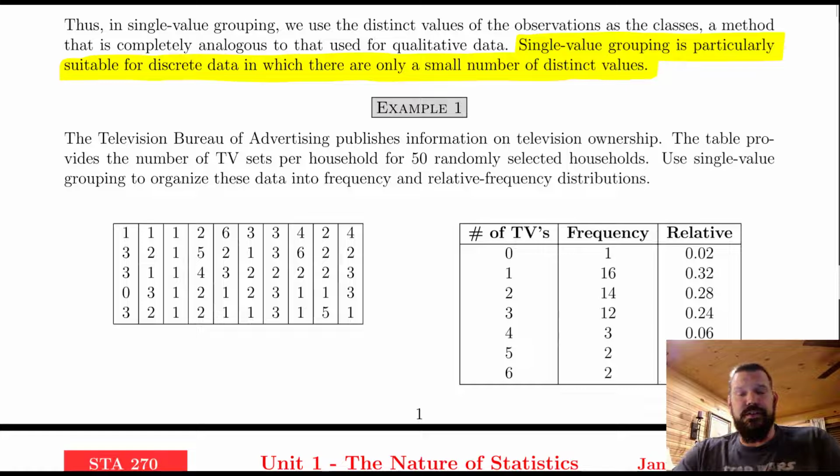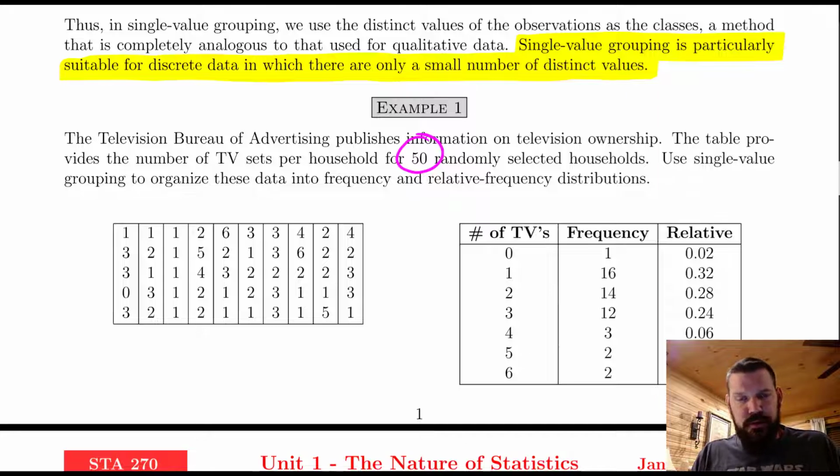So if it's something that we can count, we can use single value grouping, and we can demonstrate that through this first example. It says the Television Bureau of Advertising publishes information on television ownership. The table provides the number of TV sets per household for 50 randomly selected households. Use single value grouping to organize these data into frequency and relative frequency distributions. So again, frequency is the count of the values, and relative frequency is the count divided by the total number of observations. For our particular data set right here, we have 50 observations total, and that's going to come into play when we do our relative frequency table.